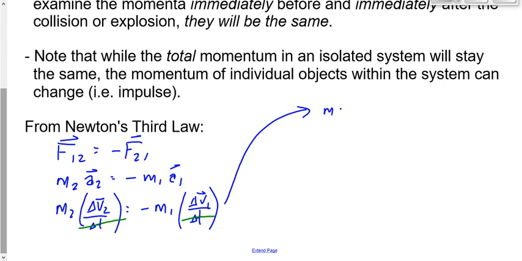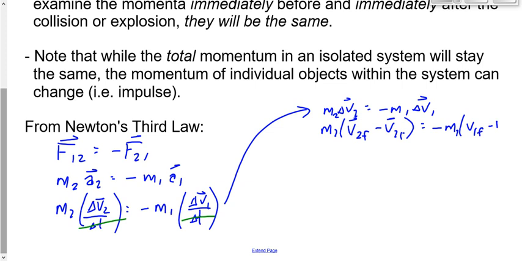So now I got m2 times delta V2 equals negative m1 times delta V1. Let's change the delta V into m2 times V2F. That makes sense what I mean there? V2, object 2, final, minus V2I equals negative m1 times V1F minus V1I.